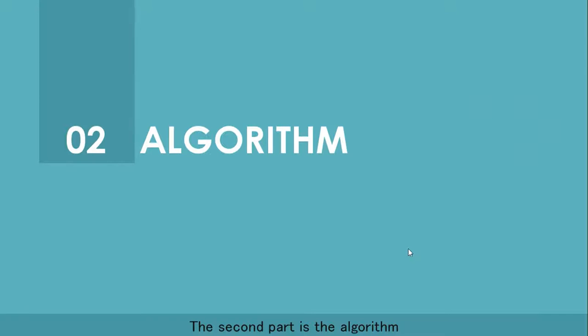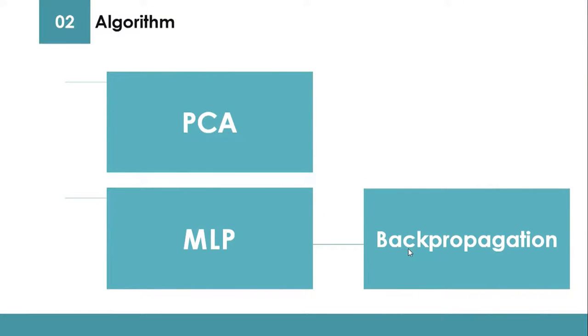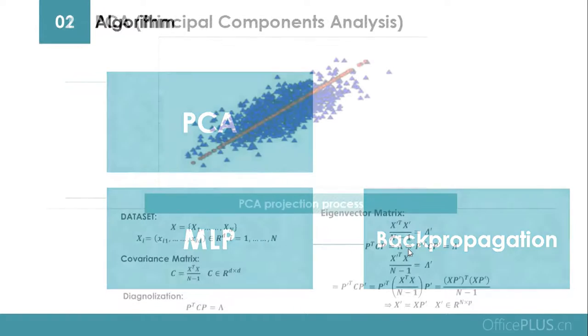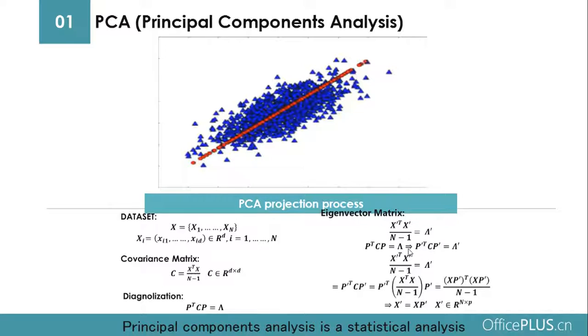The second part is the algorithm. I mainly introduce and describe two algorithms in this presentation, which are PCA, Principal Components Analysis, and MLP, Multi-Layer Perceptron. Backpropagation is the main algorithm of MLP. The principal component analysis is a statistical analysis to perform dimensionality and noise reduction. It can be analyzed from the main factors of multiple things, revealing the essence of data, simplifying the complex problem.